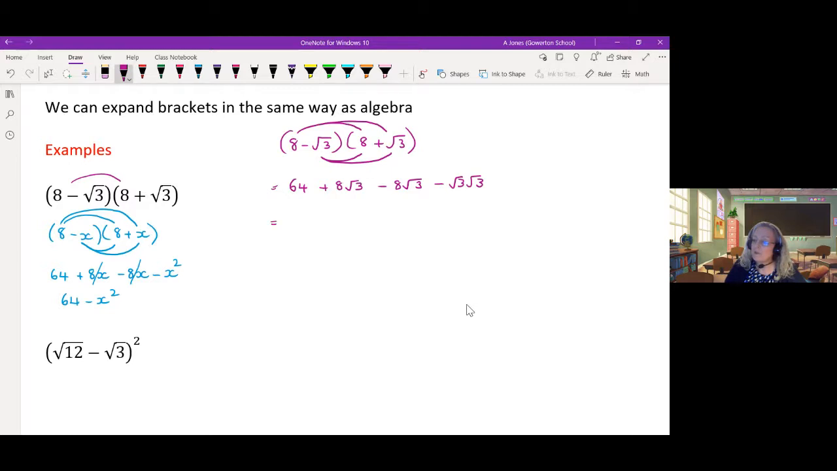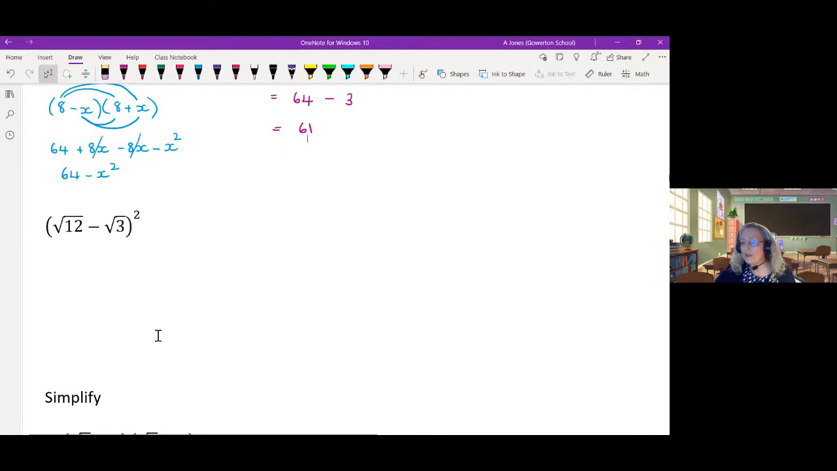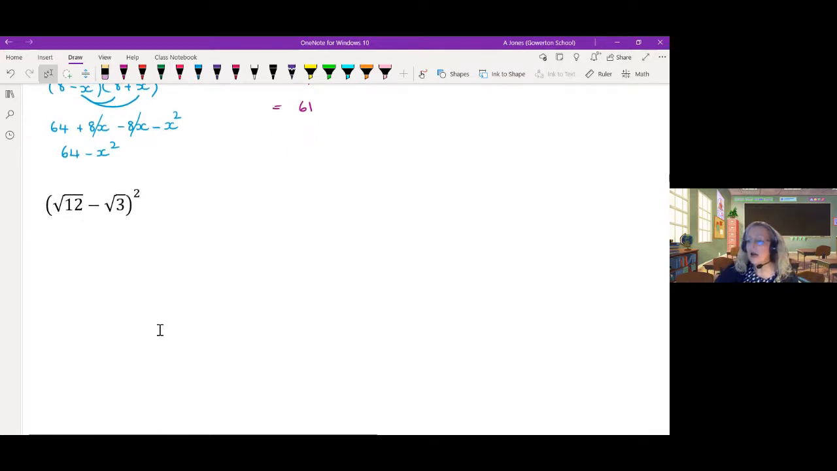Now for some tidying up. Well, I've still got 64 here. My minus 8 root 3 and my plus 8 root 3 cancel each other out. But I've still got minus root 3 times root 3, which is 3. So this becomes 64 minus 3, and the answer to this one is 61. And again, if you're doing these at home, you want to check your work, you've just got to put it into the calculator so it looks exactly like that with all the brackets, and then just check that you've got the same answer.